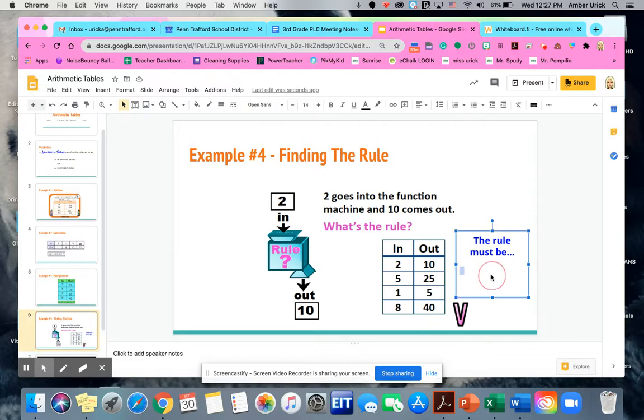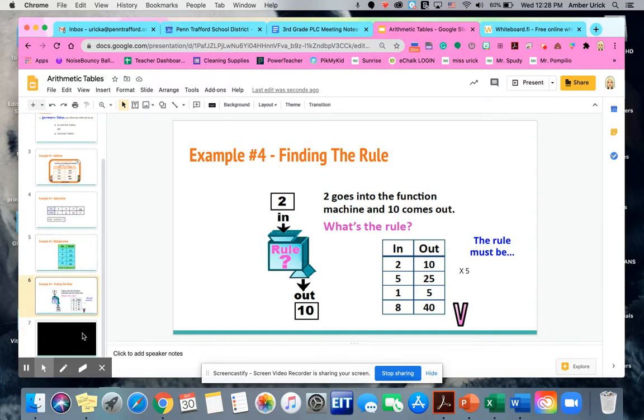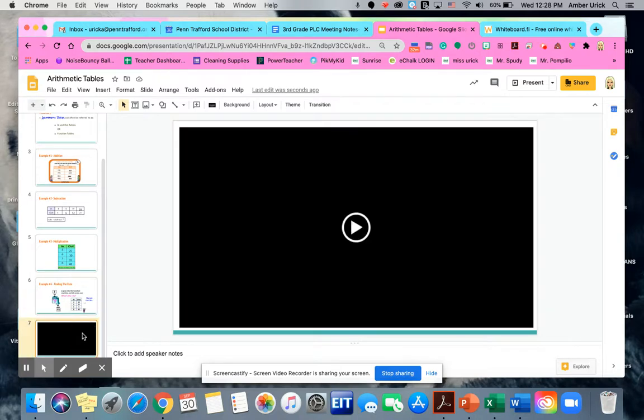If you said the rule must be times 5, you're correct. 2 times 5 or 2 5s, 5, 10. And 5 times 5 is 25. And also anything times 1 is itself. So 1 times 5 is 5. And that last slide also had 8 times 5 on it, which got us to 40. I'm going to share one last thing with you, and it's a video. Here you go.